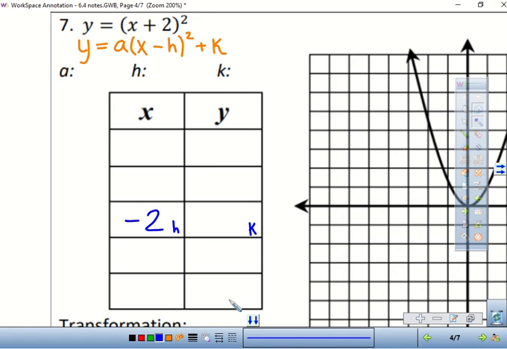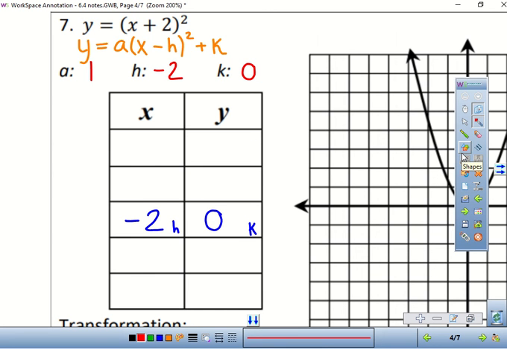Now we're going to do the k. Is there anything added or subtracted at the end of your function here? It'll be 0. Good. So I guess we should have filled this out first. Your a value here is 1 because there's no number in the front. Your h value is -2 and your k value is 0. So this is always h and k. Now the graph that's already graphed on your coordinate plane is actually the parent function.